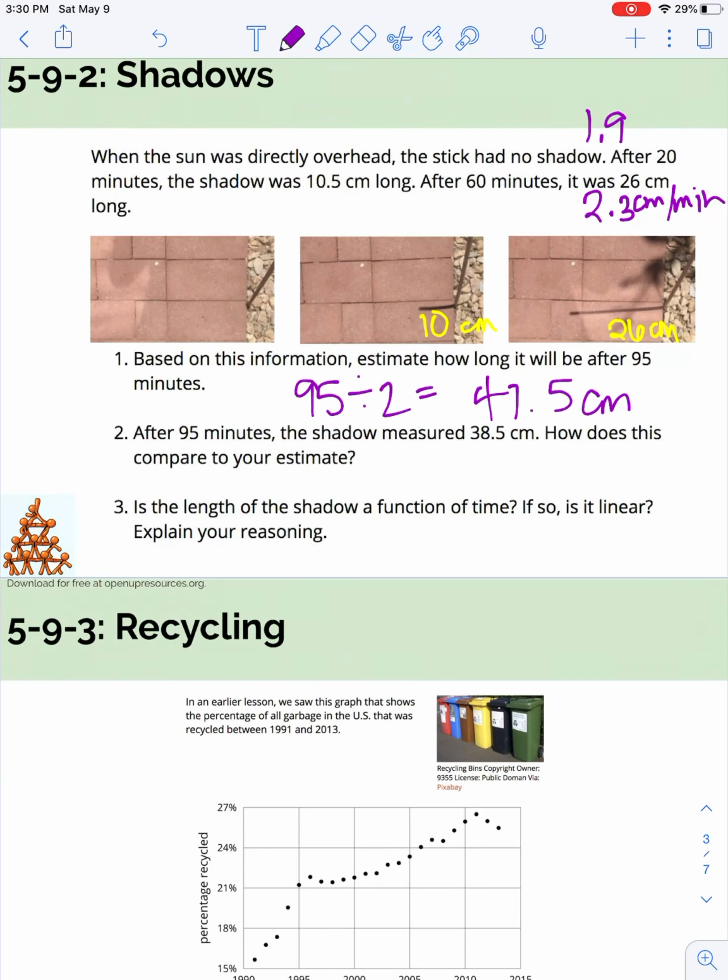After 95 minutes, they're saying in number 2, based on the estimate, how long would the shadow be after 95? So they're saying they got 38.5. How does this compare to your estimate? So we are 10 centimeters off. So what happened?